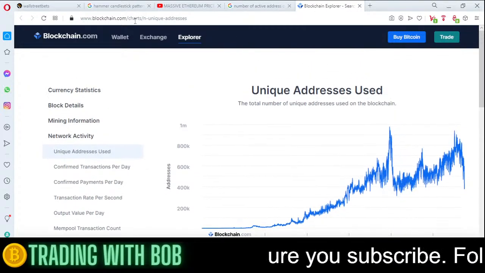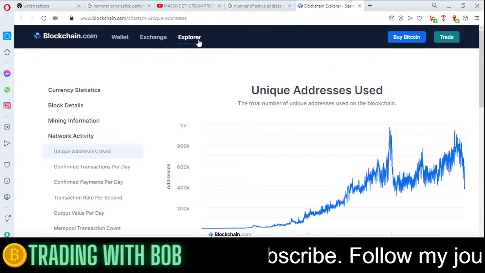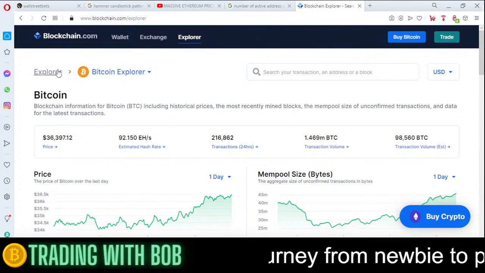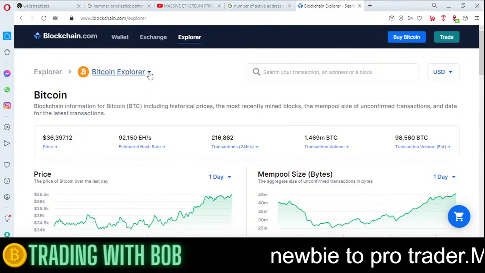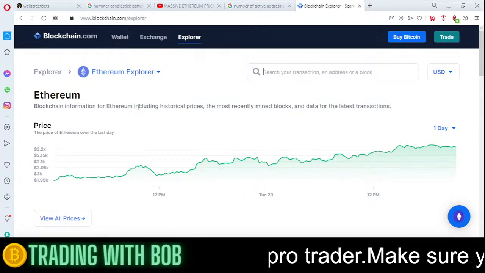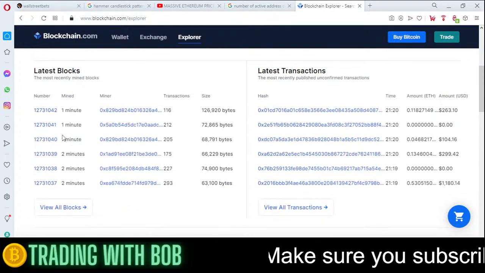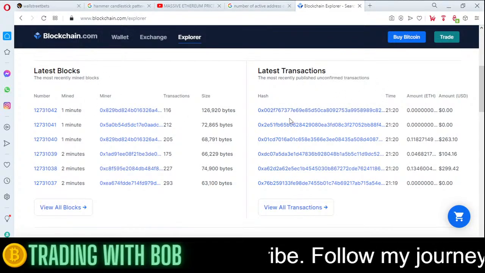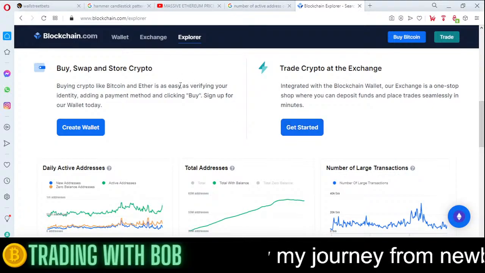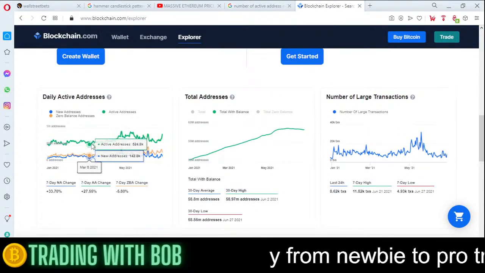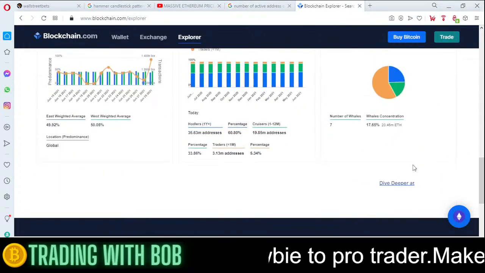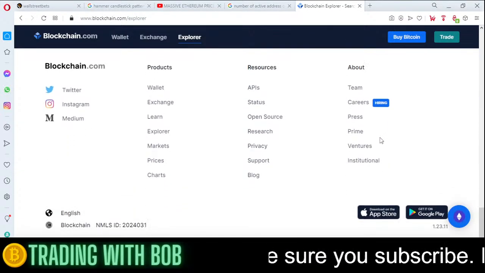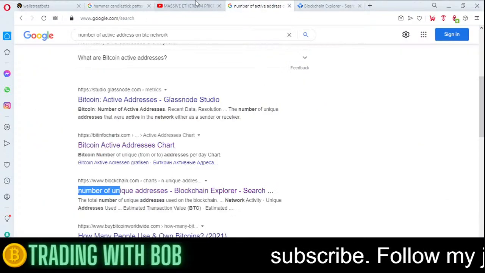Okay, so we need to figure out where they found the other Explorer. I think they went into here. Okay, so I'll go back here. Explorer. Okay, there we go. And then we got this one here. It gives you the price, latest blocks, latest transactions. Okay. Daily active addresses. Okay, I didn't even know this website gives you this much. Okay, yeah, we'll look at this later on.